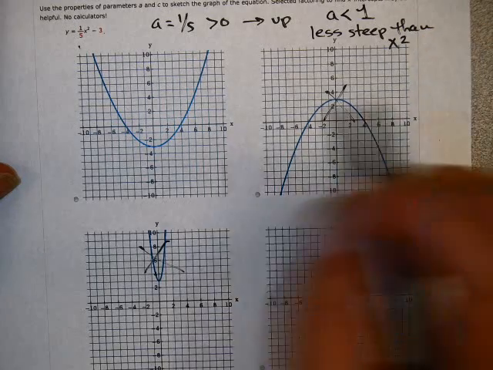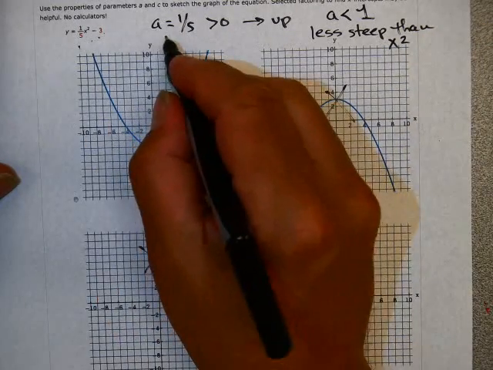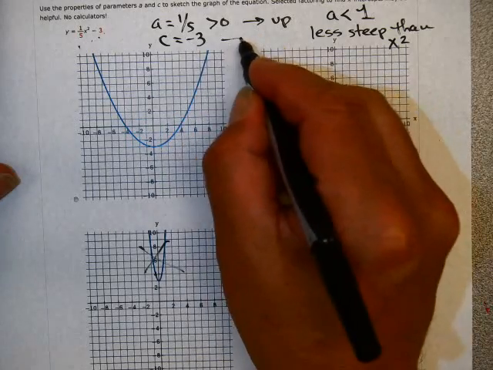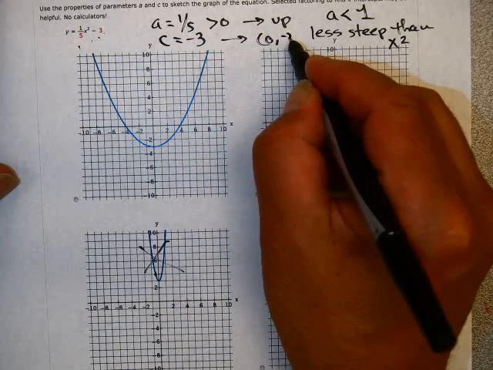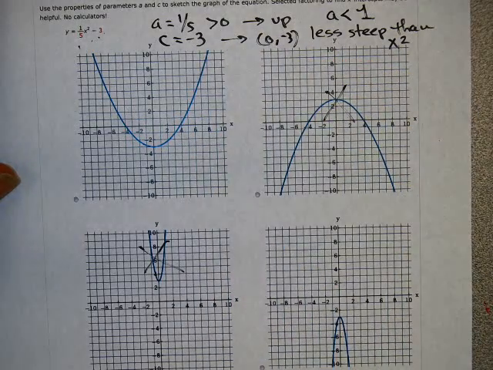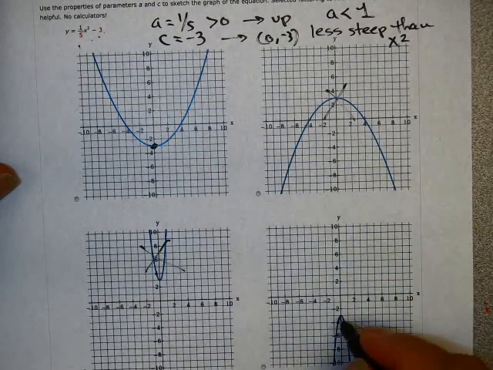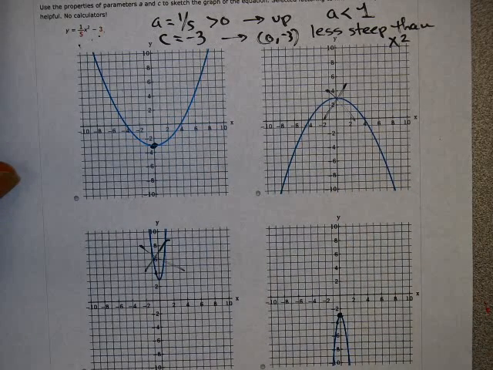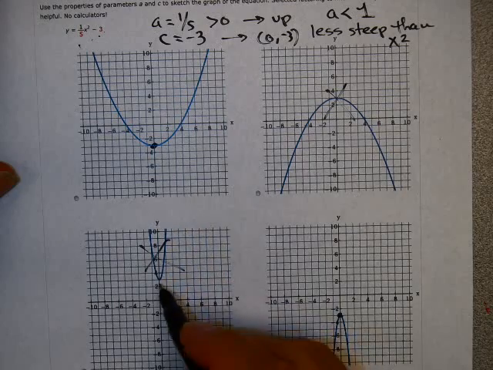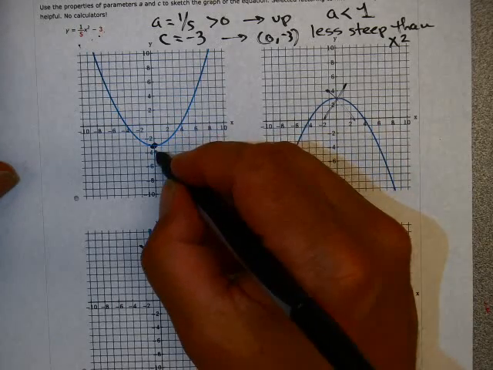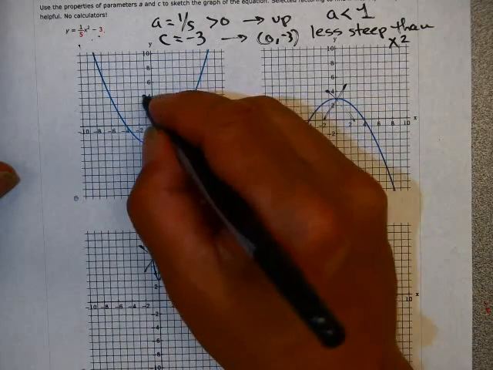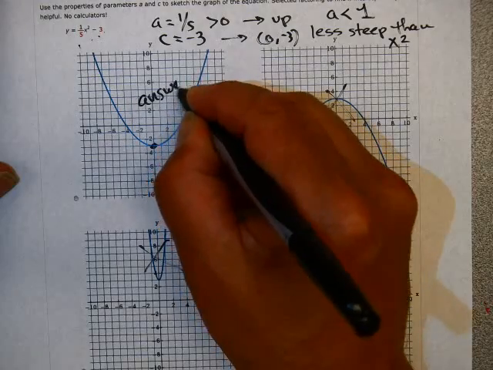x squared. Furthermore, I notice that c is -3, so that means that 0, -3 is my y-intercept. So this is 0, -3. This, by the way, is 0, -3 also. So the only possible answer is this one right here. So this right here is my answer.